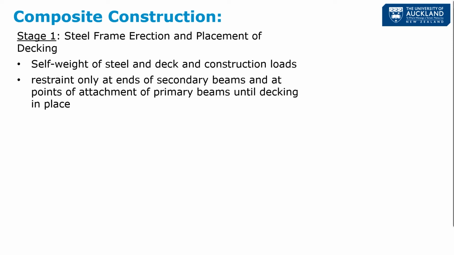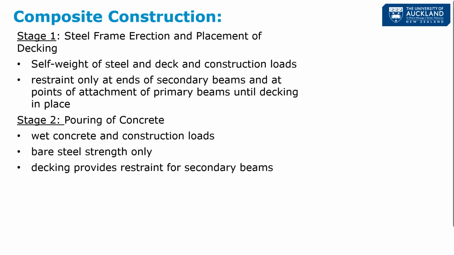And then we have the ribs of that decking, which can help provide some lateral restraint to the secondary beams. Once we do that, then we've got to pour some concrete. Now, it's really the wet concrete that is going to be our main load on the steel. Because the concrete's wet and it's a fluid, the fluid has no shear strength, and so we can't have any shear transfer across there.